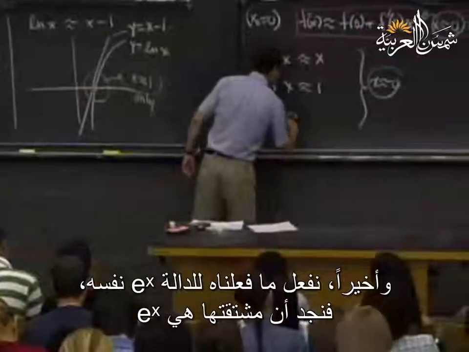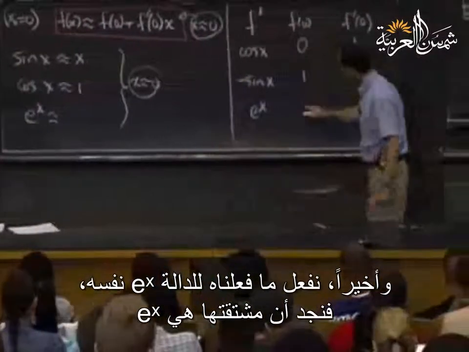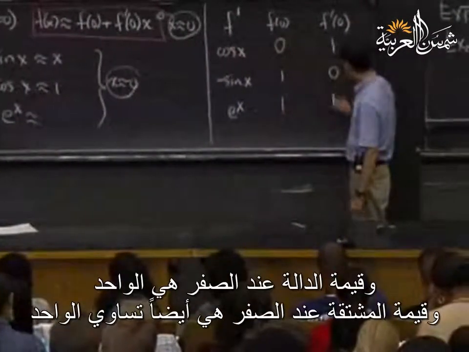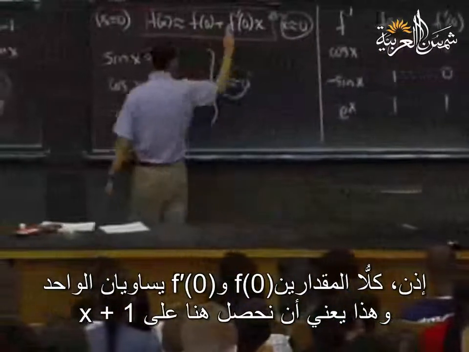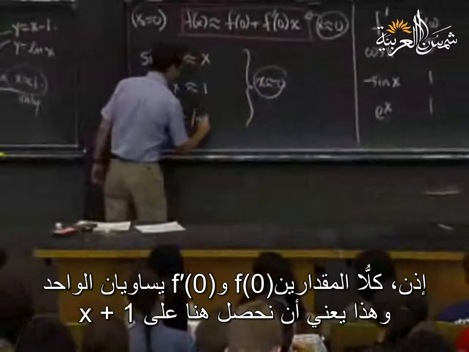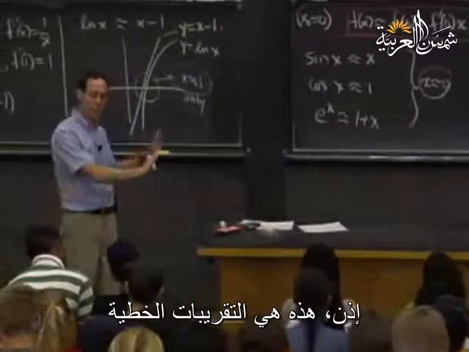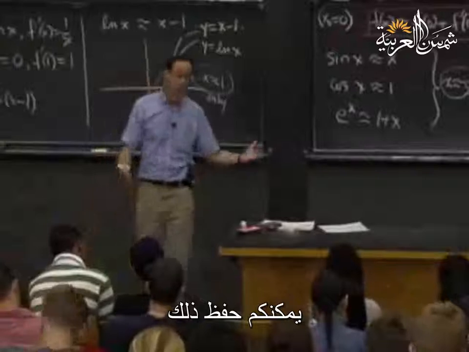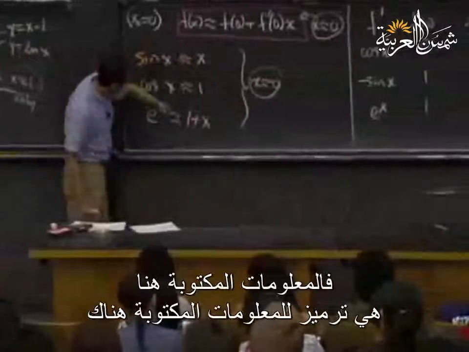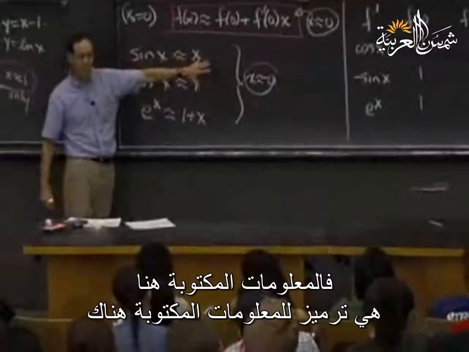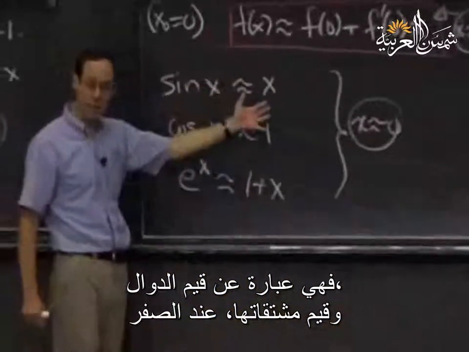And finally, if I do e to the x, its derivative is, again, e to the x. And its value at 0 is 1. The value of the derivative at 0 is also 1. So both of the terms here, f of 0 and f prime of 0, are both 1, and we get 1 plus x. All right, so these are the linear approximations. You can memorize these. You'll probably remember them either this way or that way. This collection of information encodes the same information as we have over here for the values of the functions and the values of their derivatives at 0.